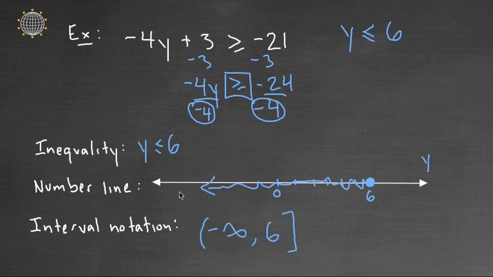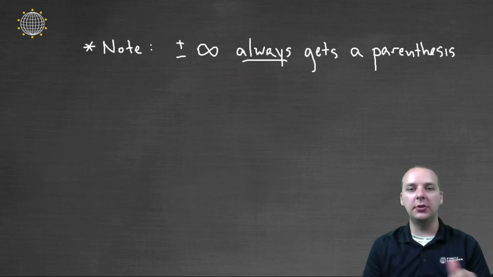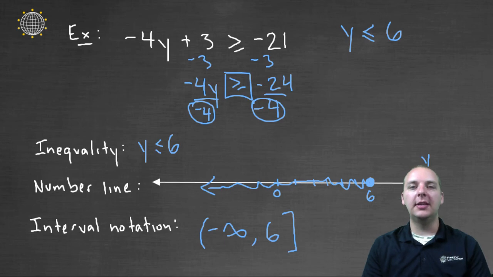All of these are really good at expressing a large quantity of points in a very condensed type of notation. All right, the last thing I want to stress one more time is the fact that plus or minus infinity always get parentheses. I think we've already talked about that. So anyway, that's just a little bit about interval notation. Hopefully that helps you better understand it.